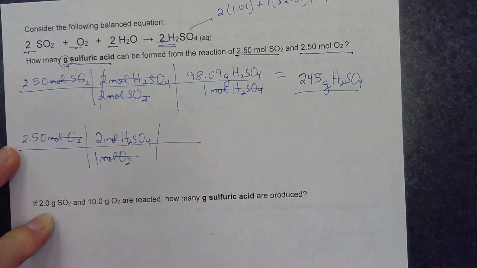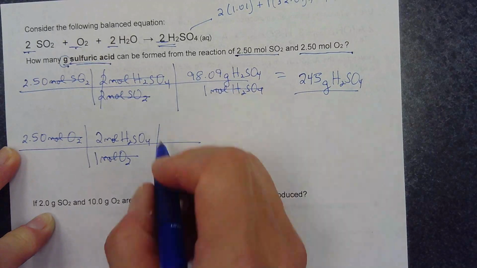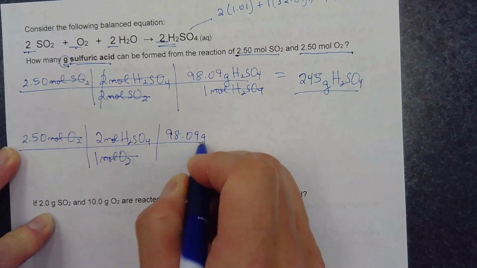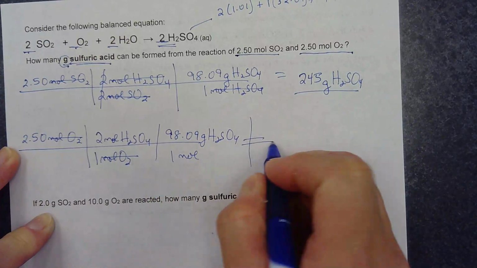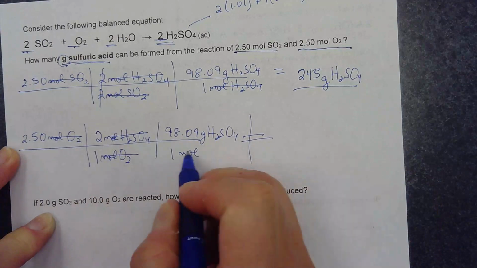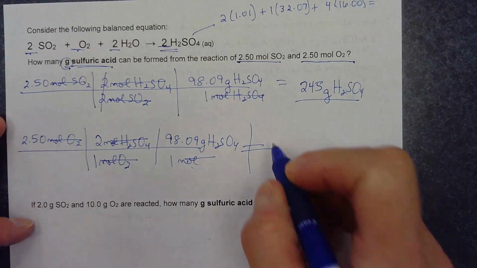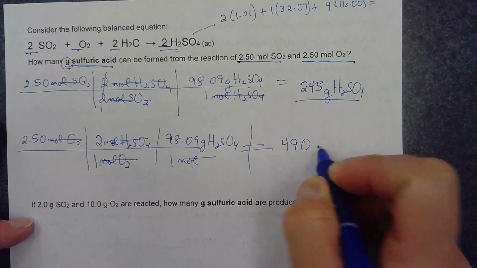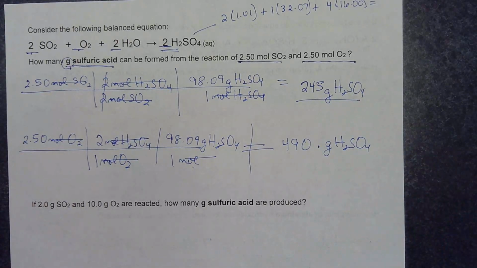I'm in moles of H2SO4. What do I want to be in? Grams. Is my last step exactly the same last step as before? Yes. So 98.09 grams H2SO4 over 1 mole of H2SO4. So moles H2SO4 cancel. Plug in my numbers. And if you know math, you know it's going to be double what the other problem was. So 490. with a decimal grams H2SO4 because of significant digits.